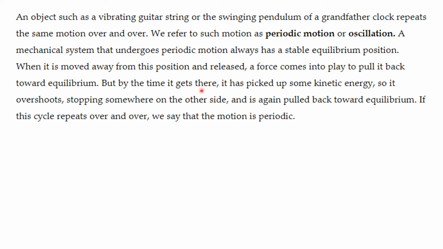By the time it gets there, it has picked up some kinetic energy, and so it overshoots, stopping somewhere on the other side, and then again is pulled back towards equilibrium. If this cycle repeats over and over, we say the motion is periodic.